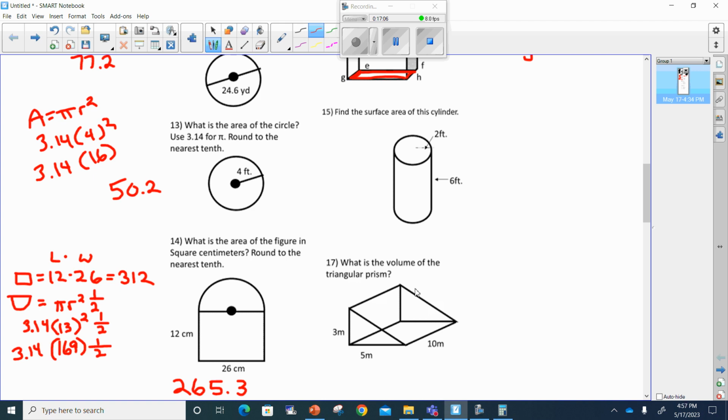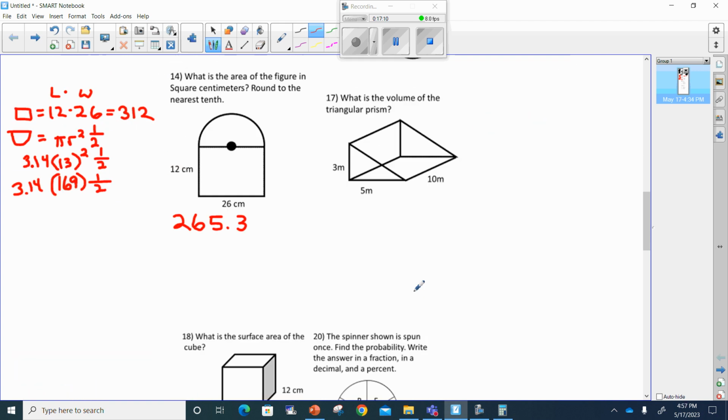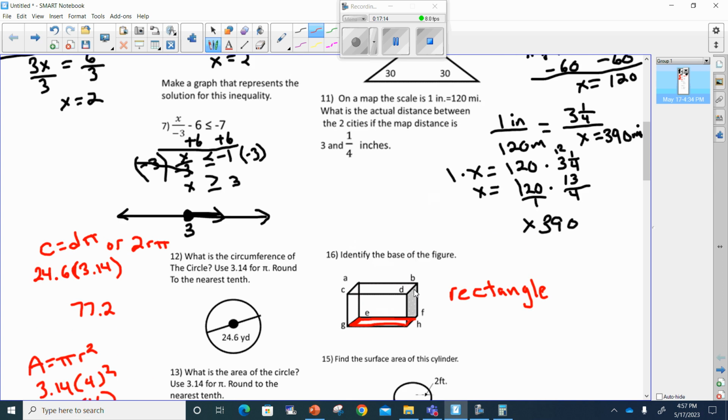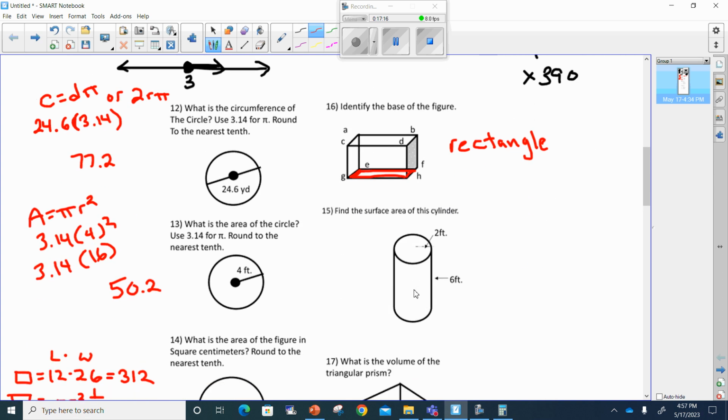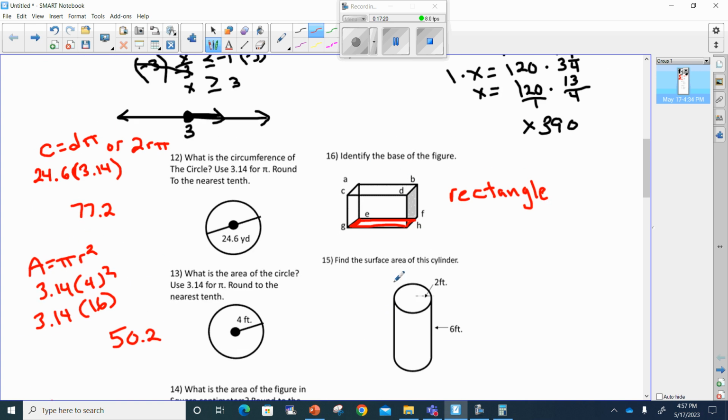All right, let's go ahead and go to number 15. I guess 15 was up here. Actually, there it is over here. I don't know how 16 got ahead of it, but I will fix that later. So number 15 says, find the surface area of the cylinder.